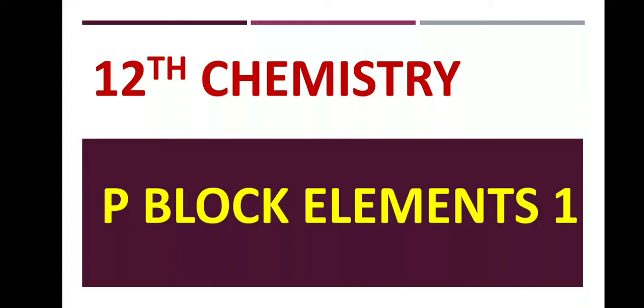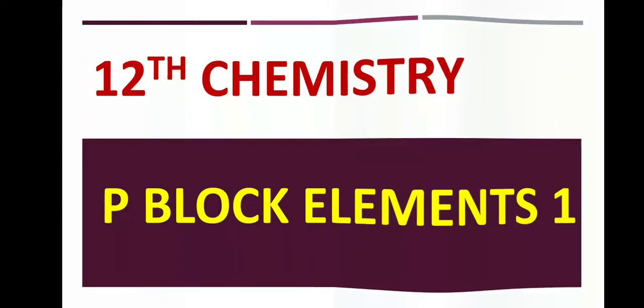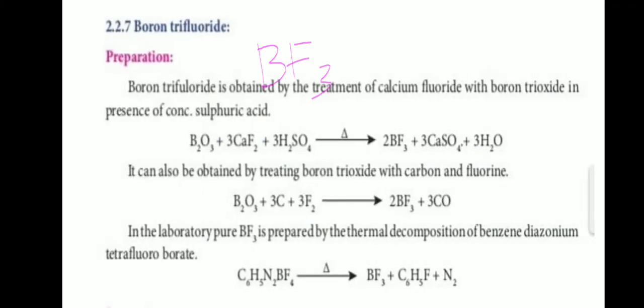Now we are going to talk about Unit 2, the boron family elements. First, boron trifluoride. BF3 is boron trifluoride. How is boron trifluoride prepared?